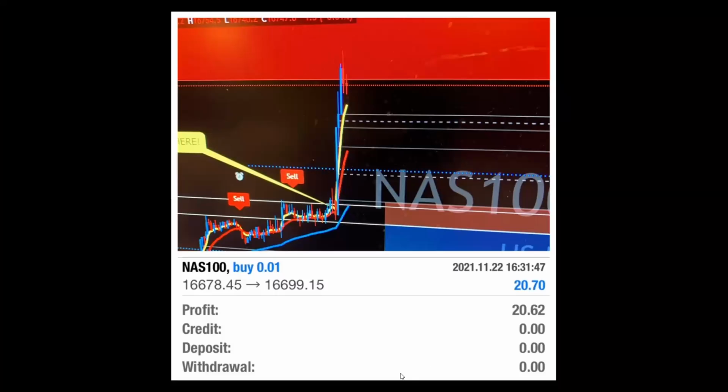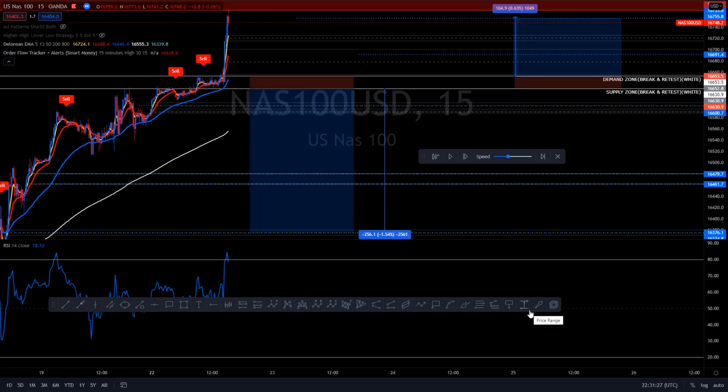All right. So as you can see, I basically caught most of this and got in. Price went all the way up to here, and that's when I made my $20. And this is on the smallest lot size position, so that's decent for a small lot size on NAS. And then that's when price started reversing. So now we'll go back to the chart here, and you can see that's how it happened.